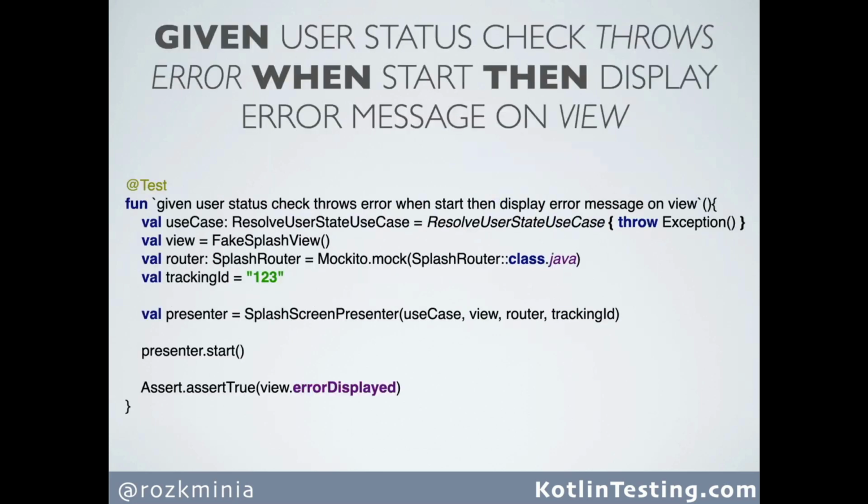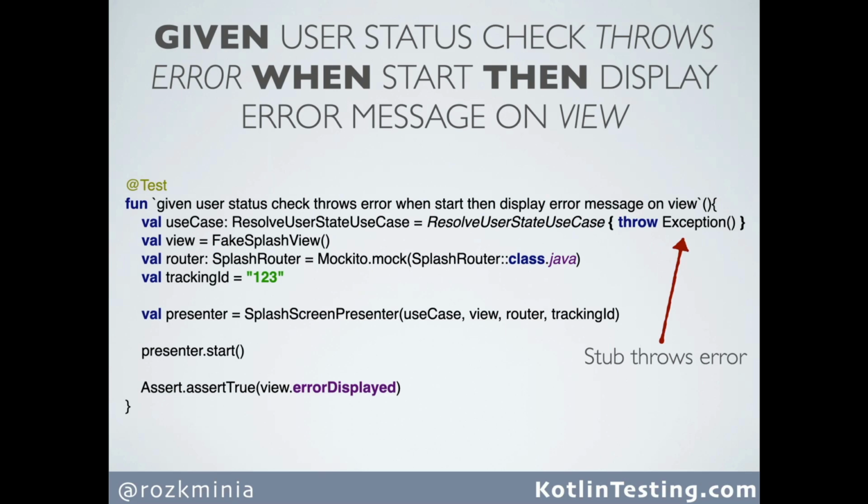So in that case, when in our test we throw exception and display error is invoked on view, we simply check if our fake object state was changed. And instead of using Mockito for verification, we perform simple assertion with assertion library of our choice.